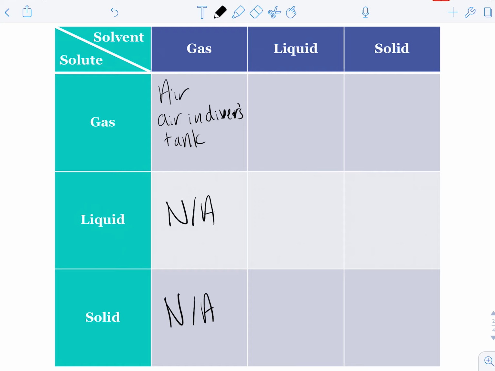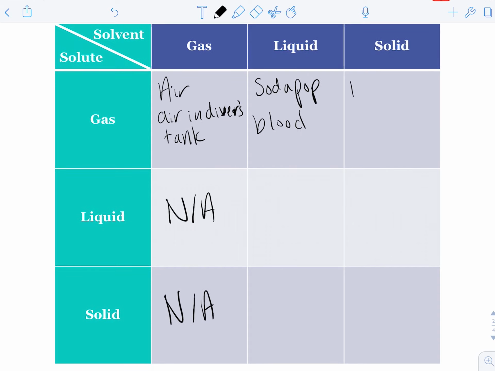If we dissolve a gas into a liquid, we get soda pop, right? So the carbon dioxide in there. We also have gas and liquid in blood. Blood itself is not a solution, but the gas in water that we see in blood is the part of the solution that we're looking at. A gas dissolved in a solid is also an option. We see this with H2 gas in palladium metal.